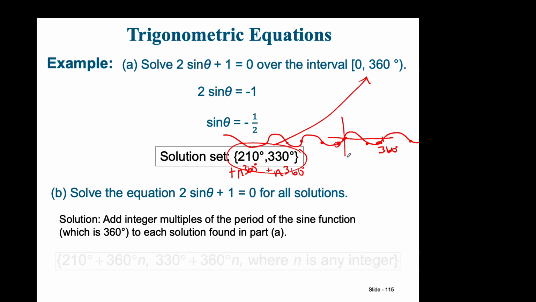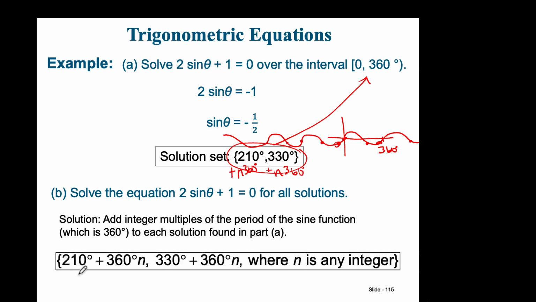Okay. It looks like this. 210 degrees plus 360 degrees times any integer n, as well as the set of all values 330 degrees plus 360 degrees times any integer n. Oh, and it's stated here, where n is any integer. So now we have a solution set that represents all solutions for this equation.